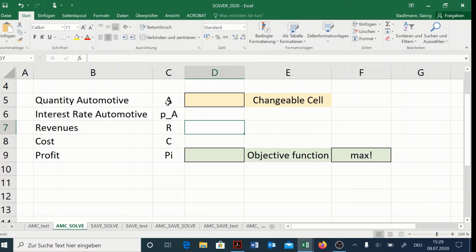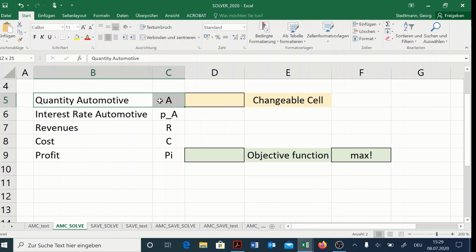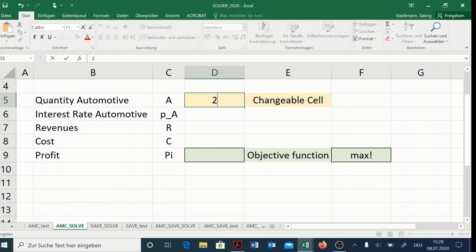I just have set up this Excel sheet. We have here the quantity of the automotive credit market, and in cell D5 I just type in a random number. So for example, I type in the quantity which is equal to 2. The cell D5 is called the changeable cell, and in the end Excel will play around with the 2, change the 2 so that in the end the profit is maximized.